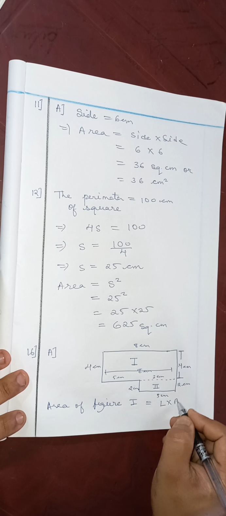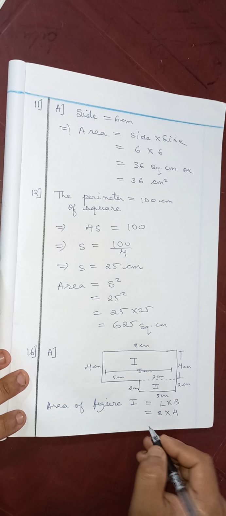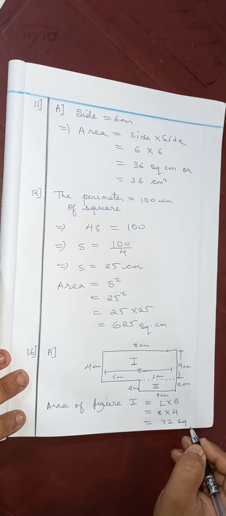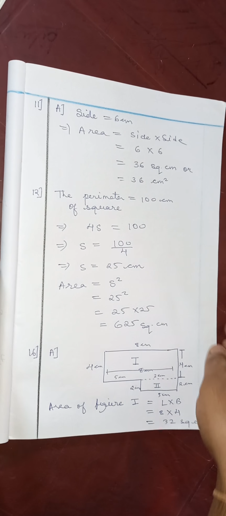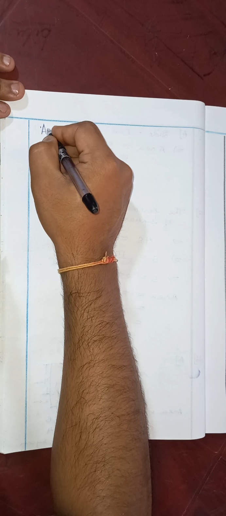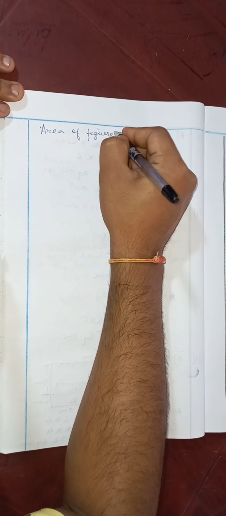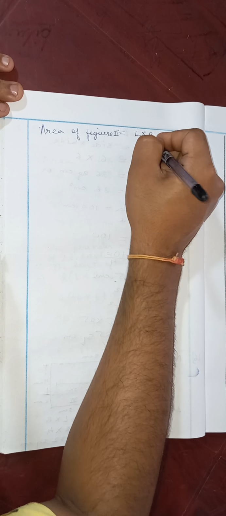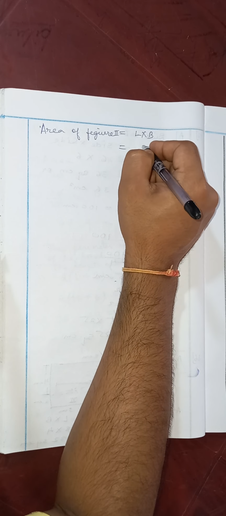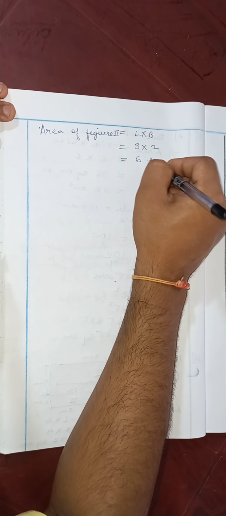It should be length into breadth, because it's a rectangle. So length is 8 and breadth is how much, children? It is 4. So 8 4s are 32 square centimeter is the area of figure number 1. Similarly, you have to find the area of figure number 2 also. So area of figure 2 is going to be how much? Same thing, length into breadth only, but over here length is how much, children? Length is 3 centimeter and breadth is 2. So 3 2s are 6 square centimeter.